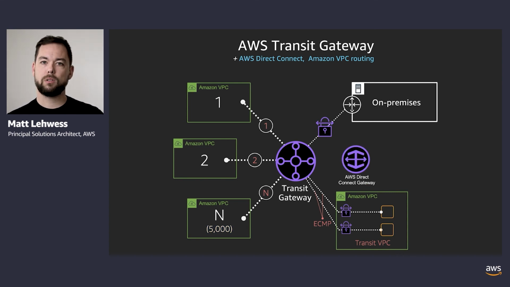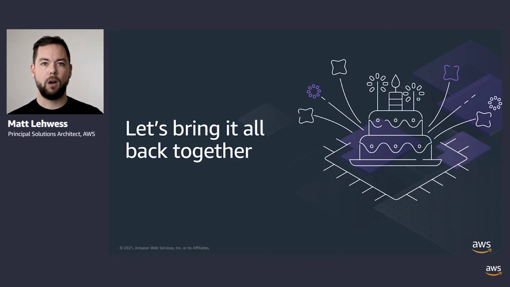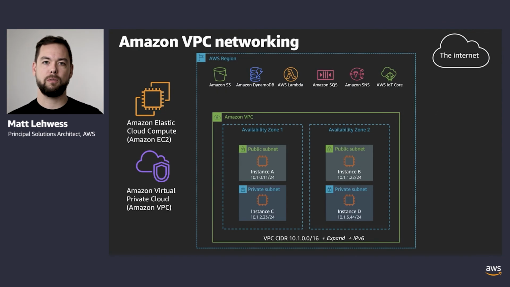And then you might also have a Direct Connect, which is reasonably newish, where you essentially have what's called a transit virtual interface connected through to the Transit Gateway, and that's now bridging your on-premises into the Transit Gateway. So the Transit Gateway is really that central focal point for all of your connectivity in AWS. All right, let's bring it all back together and see what this topology looks like with everything we've talked about.